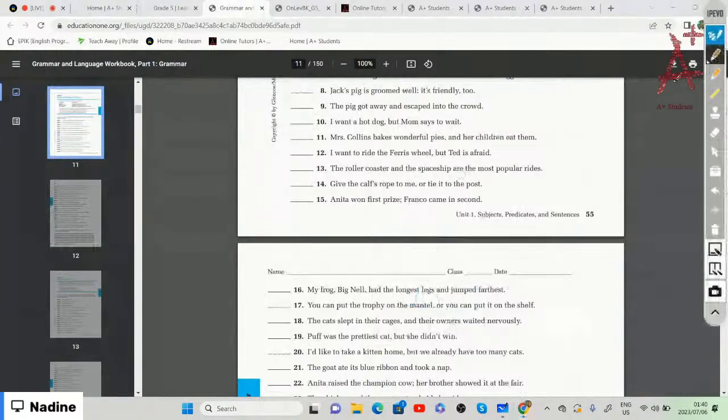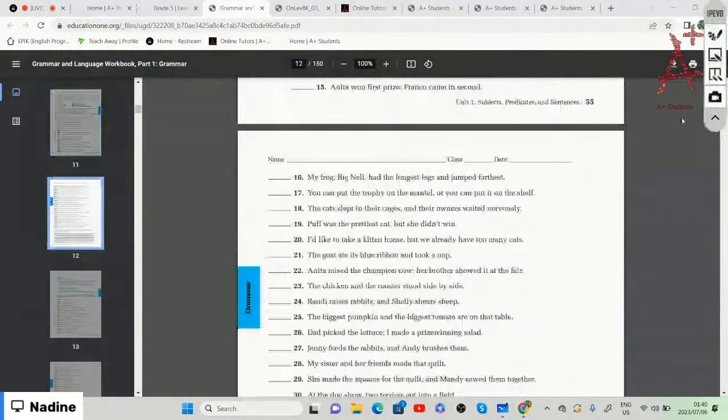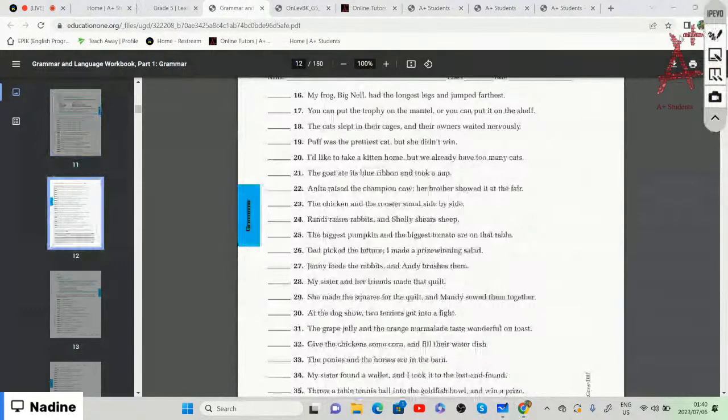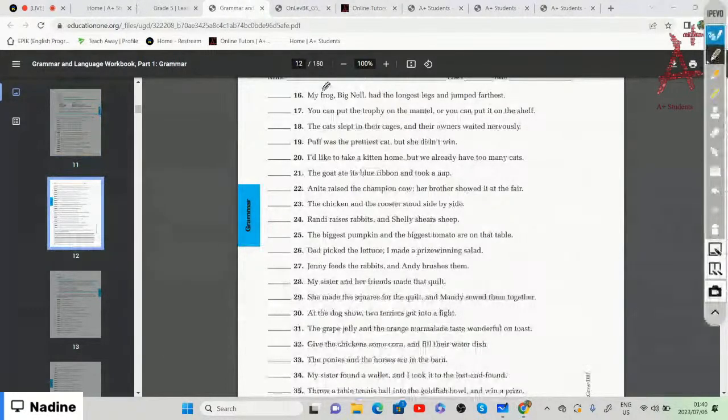All right, so we are going to identify within the sentence: "My frog, Big Nell, had the longest legs and jumped further." We need to choose the verb within that sentence, so we are going to underline what the verb is. We're going to say jumped, because that is the verb within that sentence.